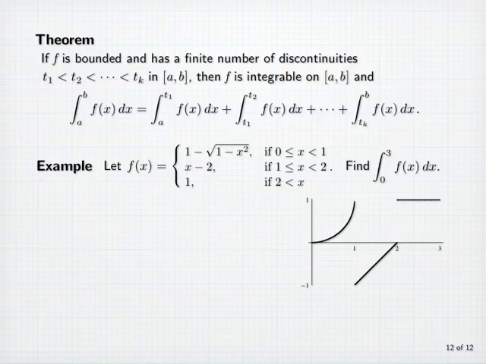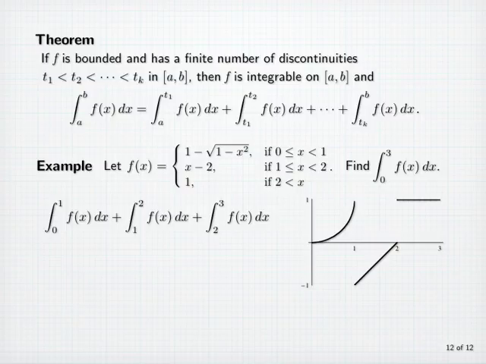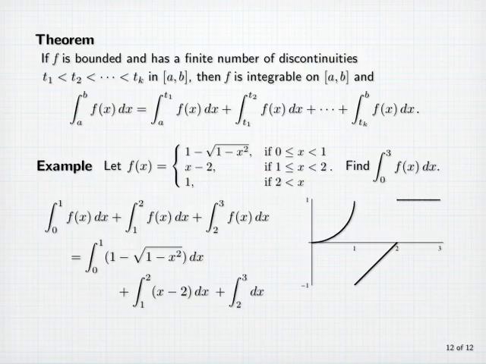The integral of our function between 0 and 3 is equal to the integral from 0 to 1 plus the integral from 1 to 2 plus the integral from 2 to 3 of f of x dx. The integral from 0 to 1 of f of x dx is the same as the integral from 0 to 1 of 1 minus the square root of 1 minus x squared, since f of x is equal to that expression for all x between 0 and 1. The integral from 1 to 2 of f of x dx is the integral from 1 to 2 of x minus 2, and the integral from 2 to 3 is the integral from 2 to 3 of 1, or the integral from 2 to 3 of dx.